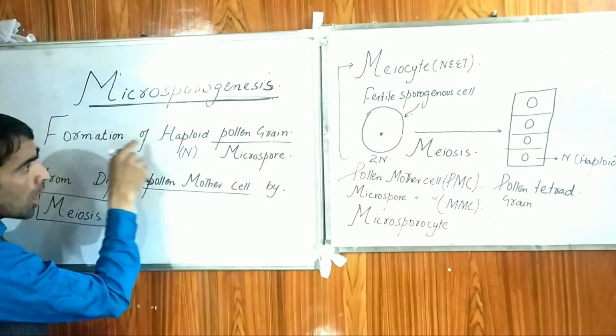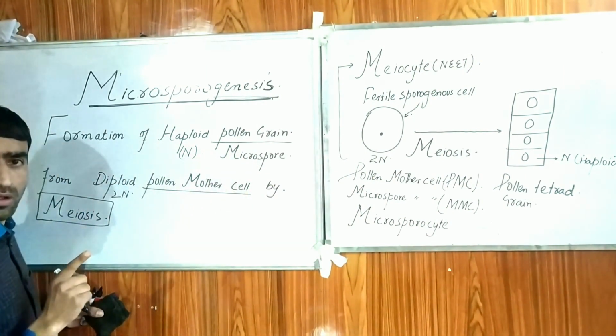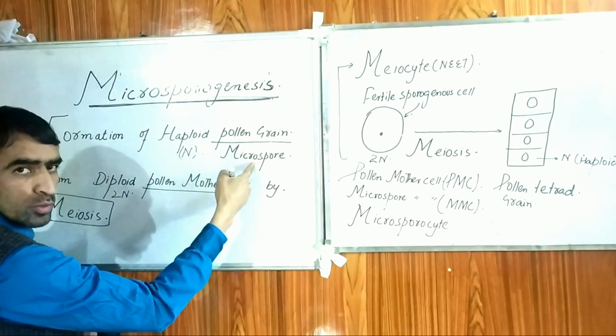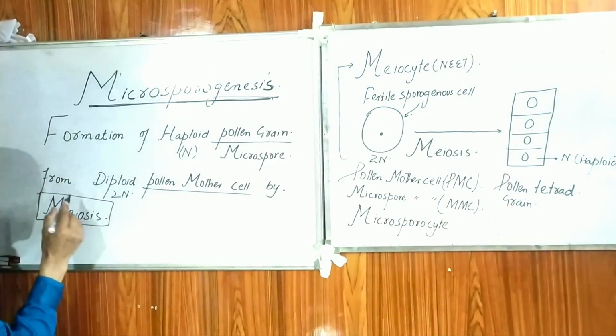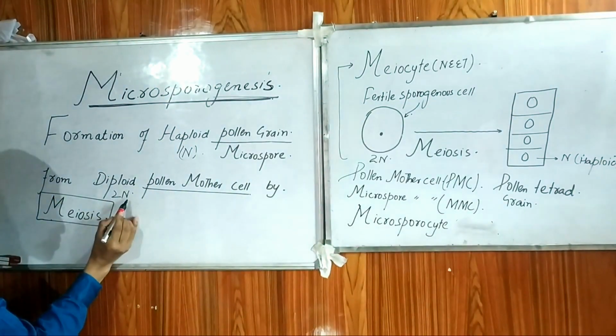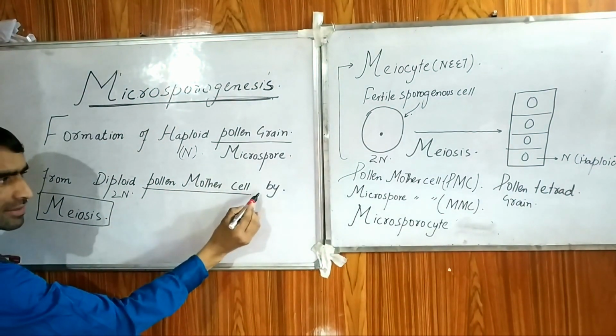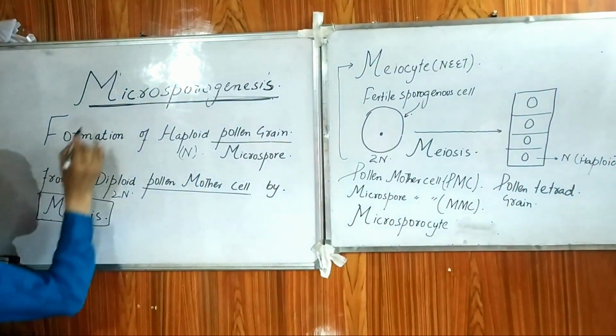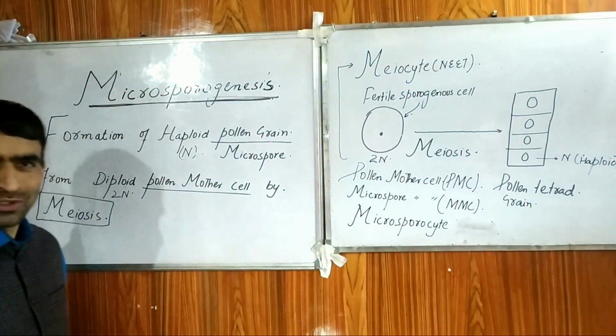So formation of haploid, n means half set. Formation of haploid microspores, haploid pollen grains, from diploid, 2n, pollen mother cells, which we call microspore mother cells, by meiosis is called microsporogenesis.